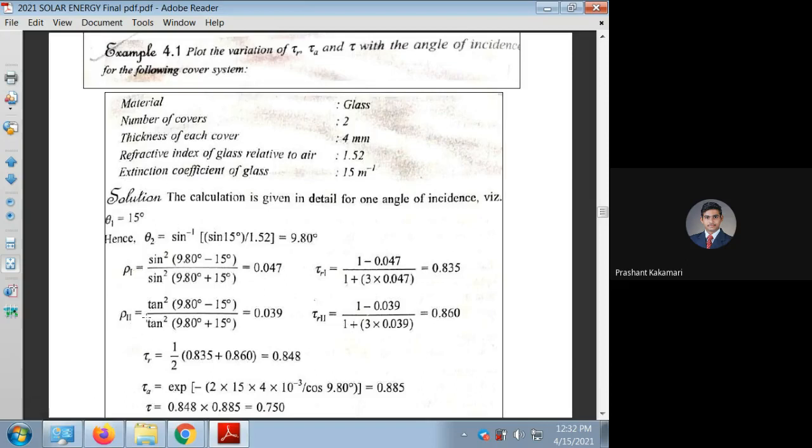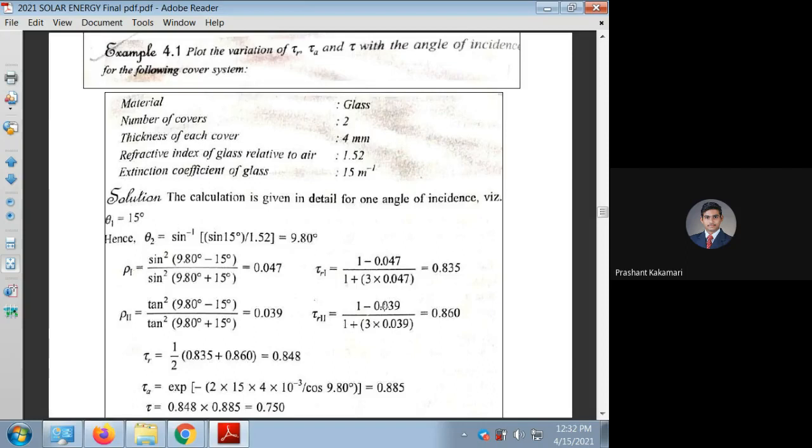Rho 2 using the tan formula is coming around 0.039. So using these two, one can find tau r1 and tau 1. Okay, so tau r1 is what? 1 minus rho 1 divided by 1 plus (2m minus 1) into rho 1. So rho 1 value is 0.047. M, the number of glass covers, is 2. 2 into m is 4, minus 1 is 3. 3 into 0.047. So tau r1 value will be 0.835.